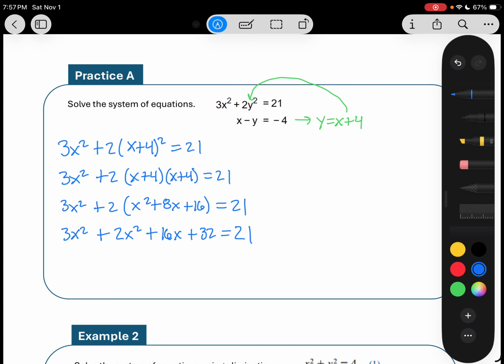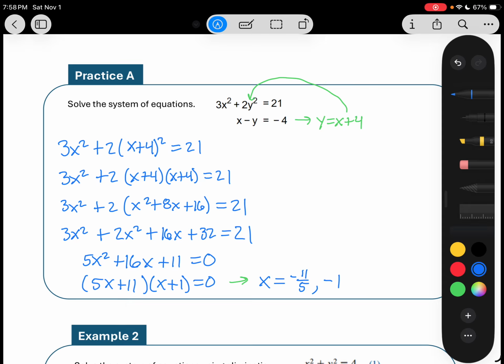And again, we have a linear term with a quadratic term. So let's go ahead and get it into standard form and equal to 0. And this one is factorable, so we'll go ahead and factor it. And then we'll set both of those factors equal to 0 and solve. And we get two values again for x. We get negative 11/5 and negative 1.